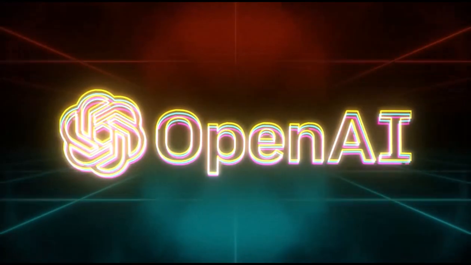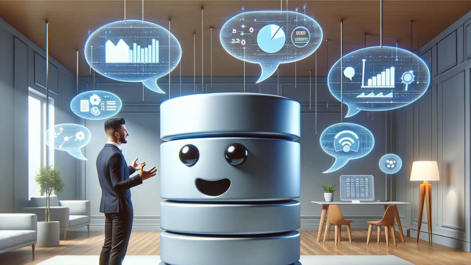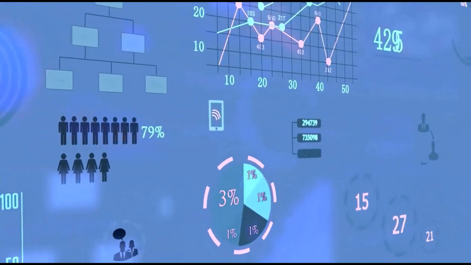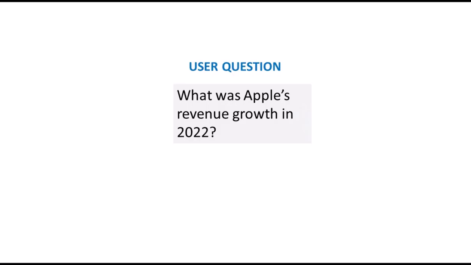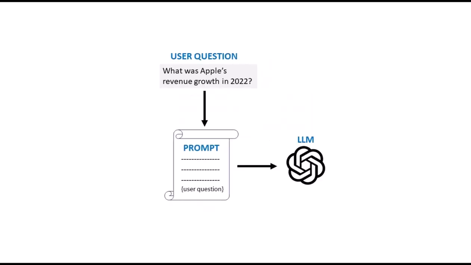Next, we're going to use OpenAI's GPT models to convert natural language text into SQL queries so that we can access the real-time information in our database. This involves writing a well-crafted prompt that provides detailed instructions and parameters to the model. For example, I can ask in natural language, what was Apple's annual revenue growth in 2022? This question gets inserted into a prompt, which is sent to a large language model like GPT.